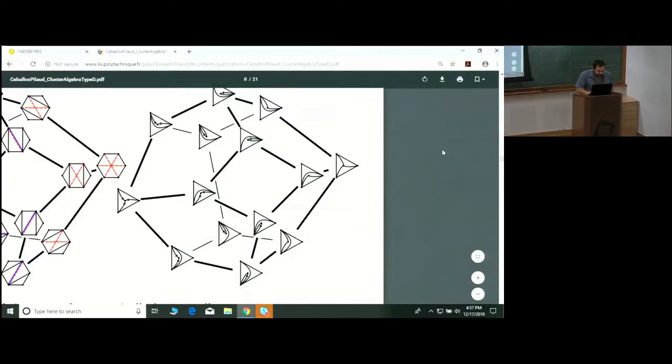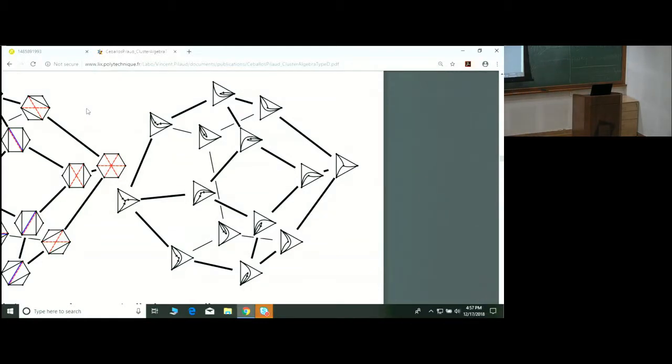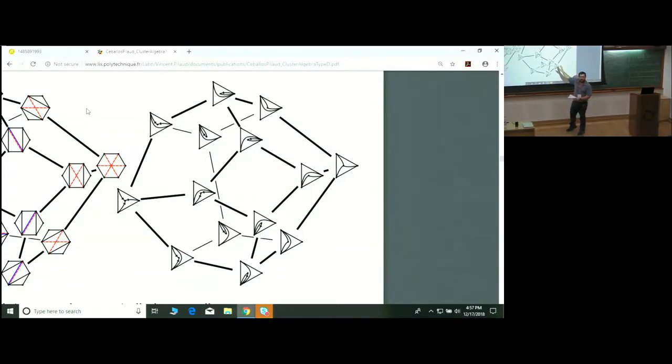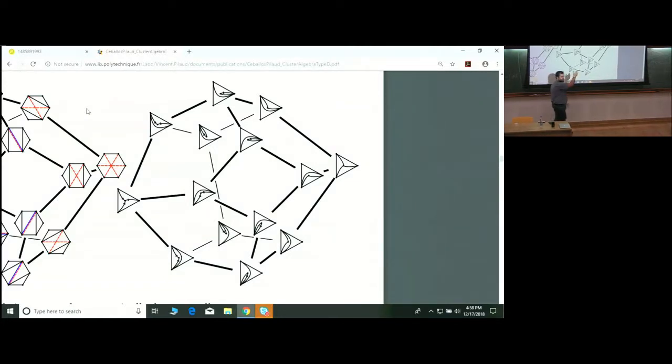Here's something I took from another paper by Ceballos and Pilot, Vincent Pilot. Now we have tagged triangulations, and this is oriented a different way, but this is the A3 associahedron that I showed you before. You just have to rotate it like this, and it's the same picture as I drew before. If you include tagged triangulations, now you can flip everything. Everything works nicely, and you get bijections.